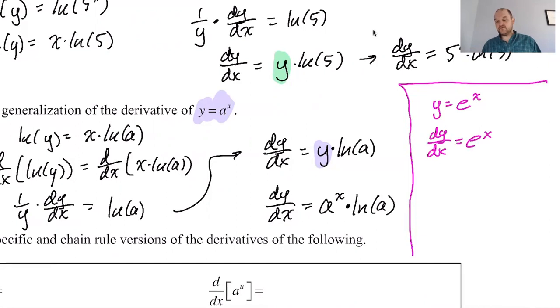What if we use the rule though? The rule says that dy dx should be e to the x times the natural log of e. Are these equivalent?